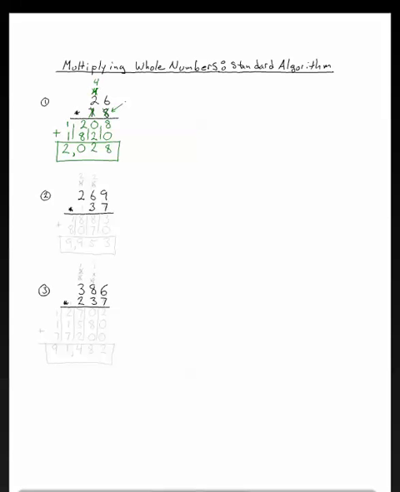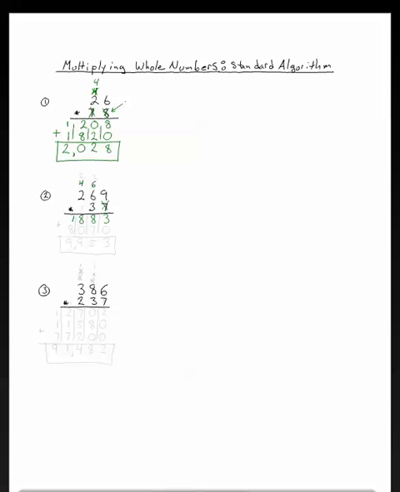Example number 2 is going to work very similarly to example number 1. It's a 3-digit number being multiplied by a 2-digit number. So we say 9 times 7, that's going to be 63. So we write down our 3, carry our 6. 6 times 7 is 42, and 42 plus 6 is 48. So we keep our 8, carry our 4. 2 times 7 is 14, and 14 plus 4 is 18.